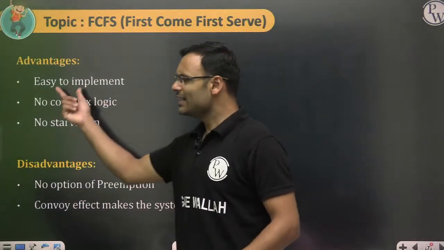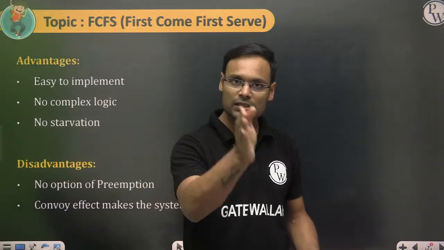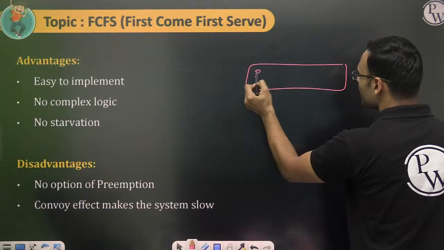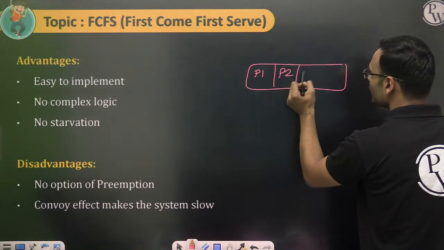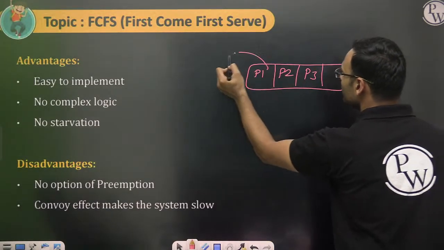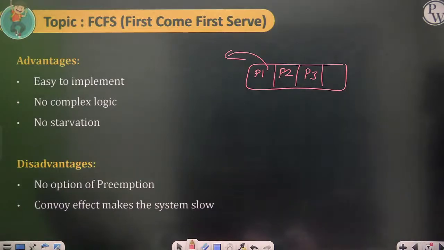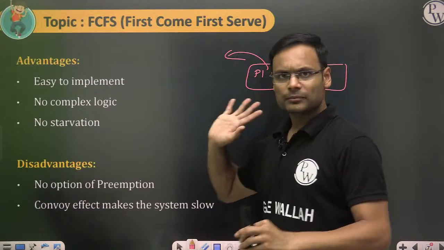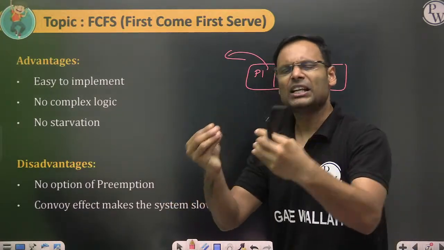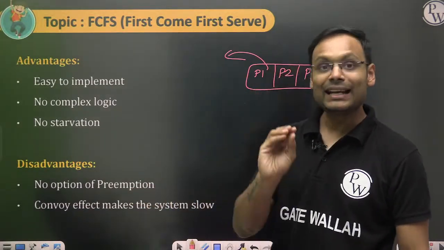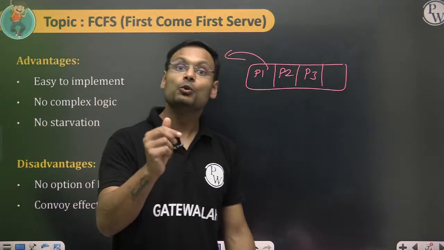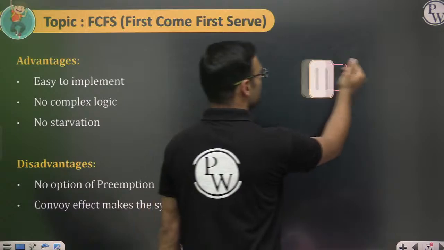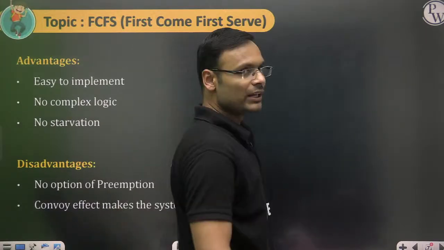Advantage: very easy to implement. Whichever process comes first in the ready queue, we will maintain a queue on a first come first serve basis. P1 arrives first, we'll add. P2 arrives next, we'll add. P3 arrives next, we'll add. In that particular queue, whichever is the first process, the scheduler will schedule that process to run. Without any thinking, implementation is simple. If you understand the queue data structure, we will use it here to keep all the ready processes. Simple. So easy to implement.